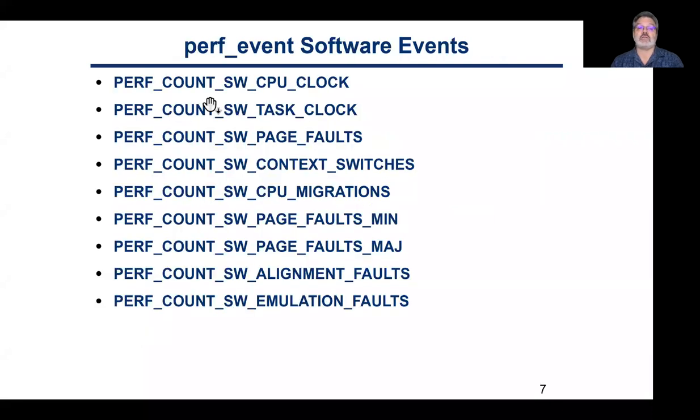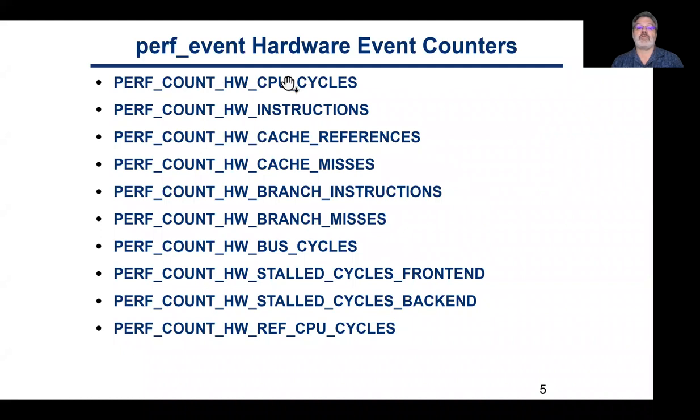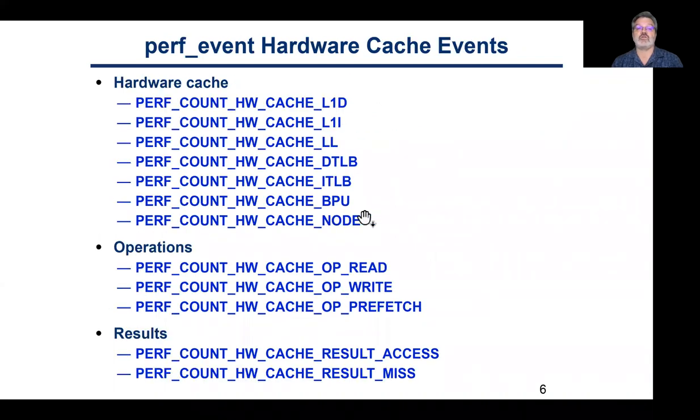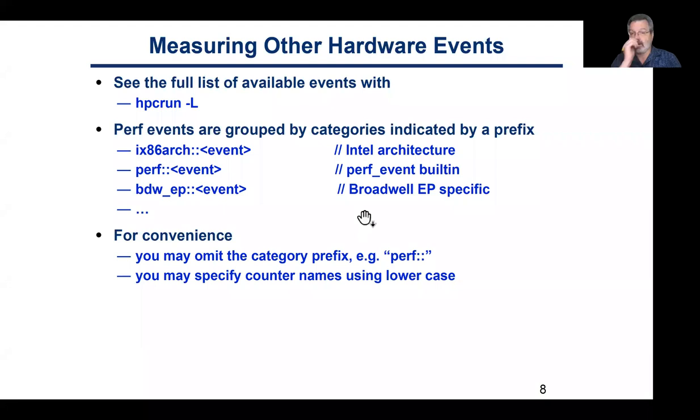So for instance, this perf_count_hardware_cpu_cycles can just be shorthand referenced as lowercase cycles. And so it's a lot easier. And if you run hpcrun -L, you'll find out what all the aliases for these events are and what the shorthand is.